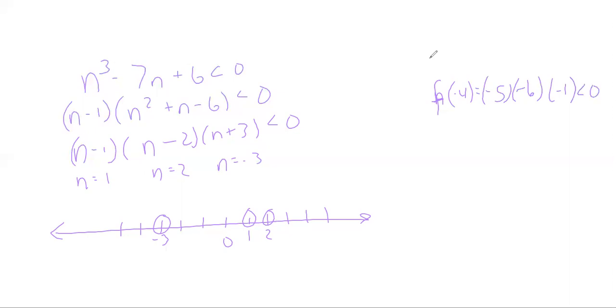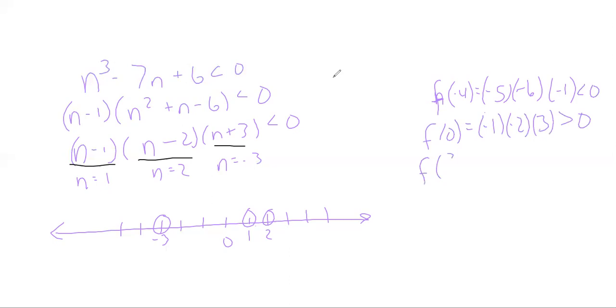Now I pick one in between, -3 and 1. Well, I'm going to pick 0 and plug it in. Okay, where I'm plugging these in again, if you can't see, is here, here, and here. So that's going to give me 0 minus 1 is -1. 0 minus 2 is -2. 0 plus 3 is 3. That's all greater than 0 because you got negative times the negative is a positive times the positive is a positive.